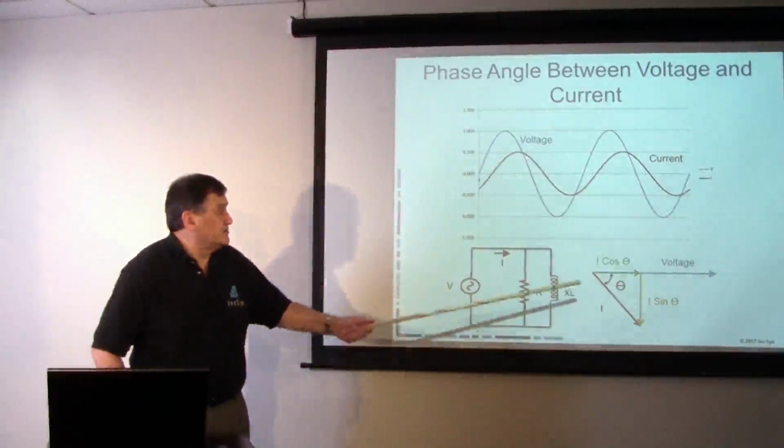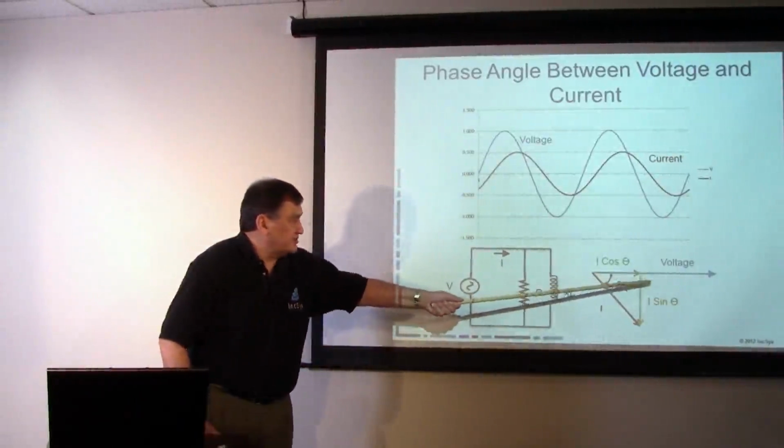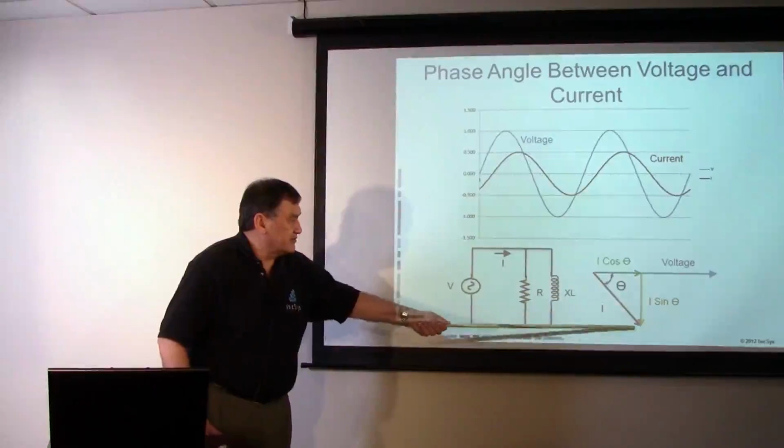So the phase angle is what we call the angle between the voltage and the current. You'll hear a term called the power angle. The power angle is really the difference in the angle of the voltage at two ends of a transmission line. So you need to have a good understanding of the difference between phase angle and power angle.